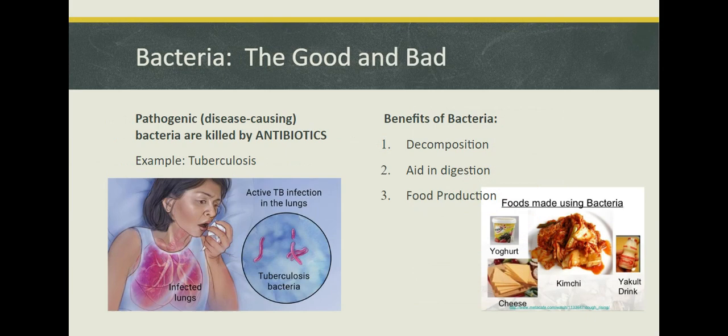There are bacteria that are bad. These are called pathogenic bacteria. These pathogenic bacteria are killed by antibiotics. An example of a bacterial infection that can be killed by antibiotics is tuberculosis bacteria. But there are far more good bacteria. For example, there are bacteria that decompose wastes. There are bacteria that help us to digest food.